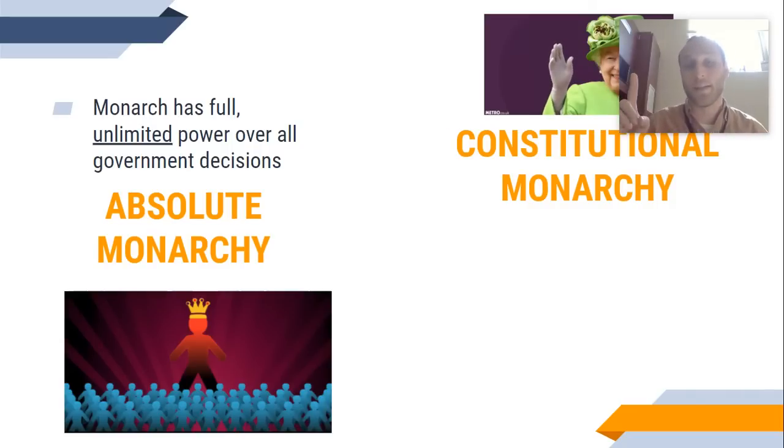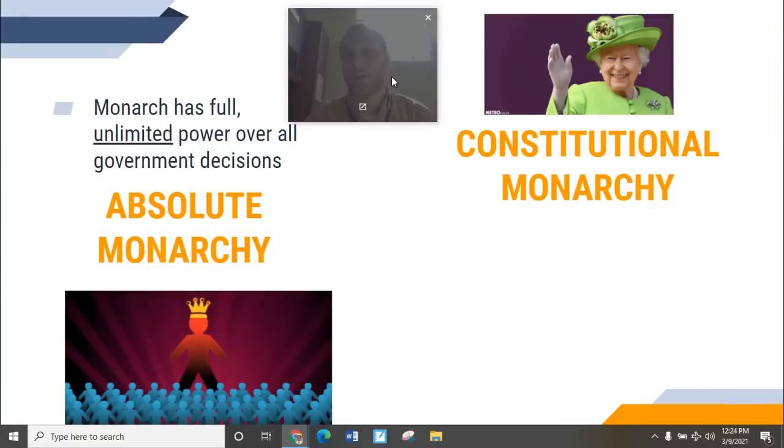The only difference is they are called king and queen, and the power is still being passed through the family. So it's basically a dictator that goes by king or queen and passes the power down to the family. Then on the right here, we have a constitutional monarchy.